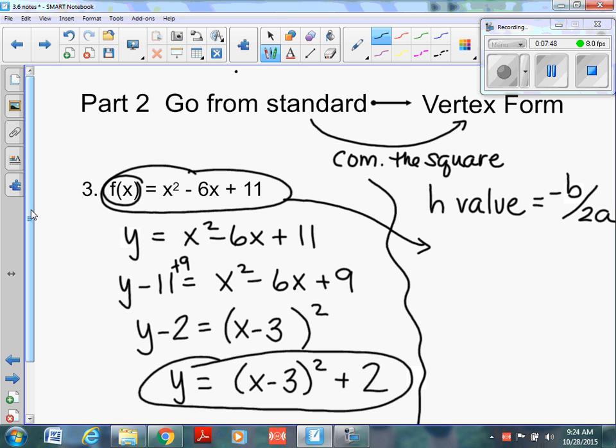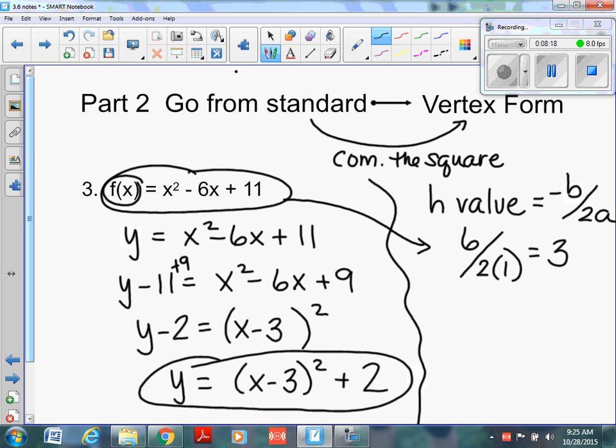Isn't the a value 1? Isn't the b value negative 6? And isn't the c value 11? So, this is a negative b, isn't that going to make it a positive 6 up there? Do we understand what I'm doing? A positive 6 over 2 times a, the a value is 1. What's 6 divided by 2? 3. Isn't that what we got for this down here, the 3?